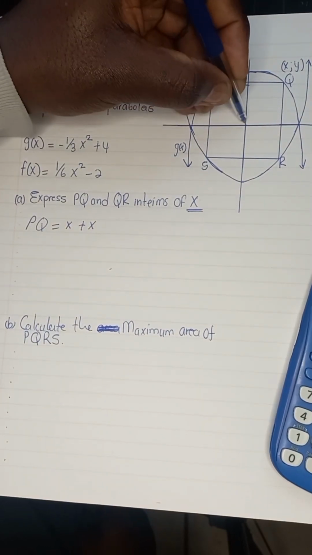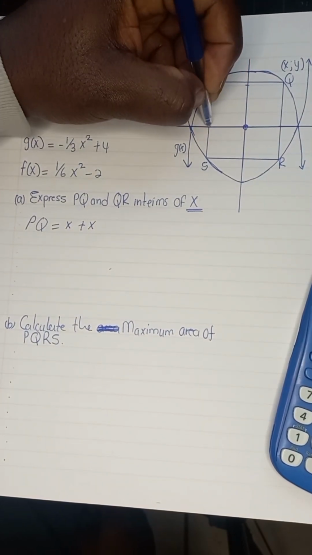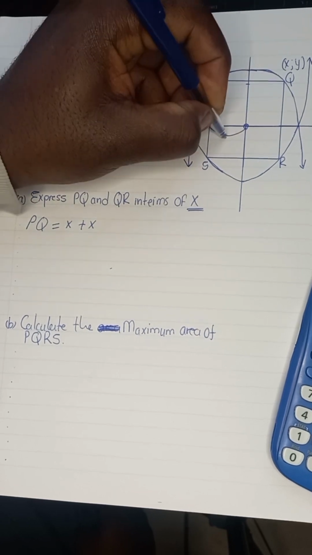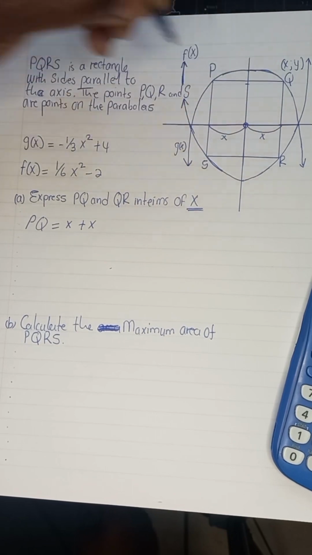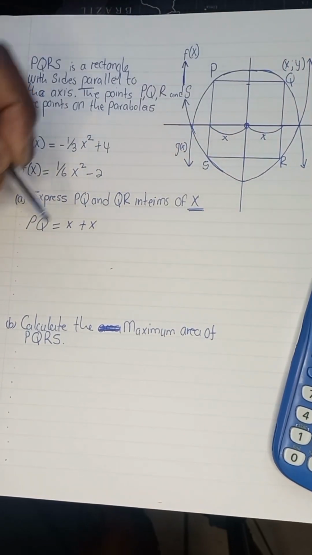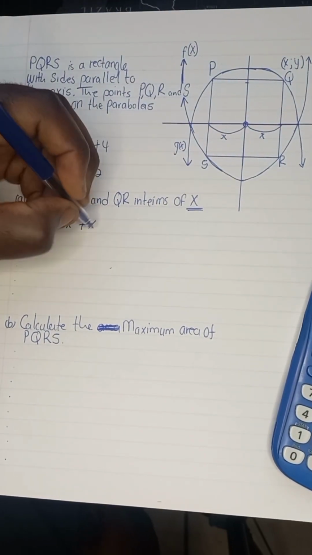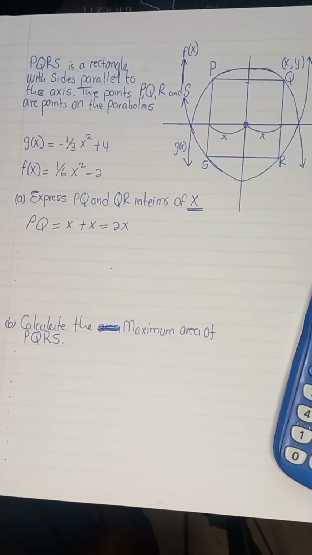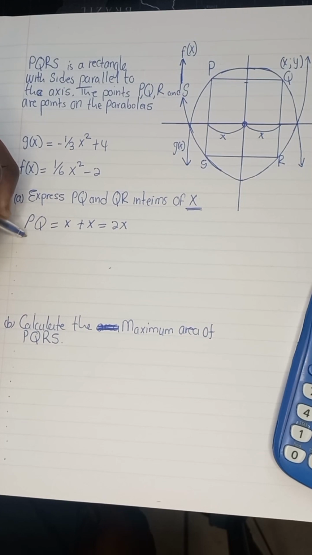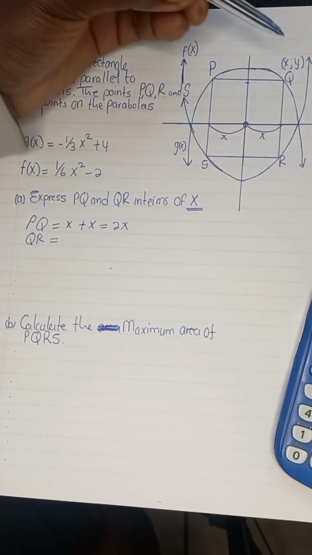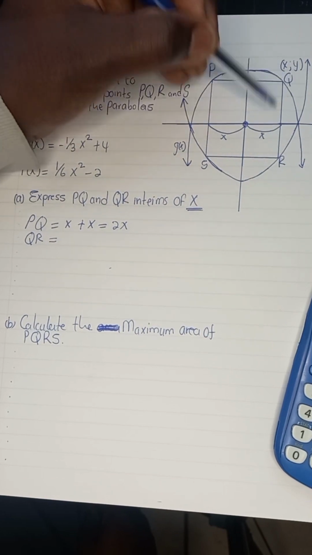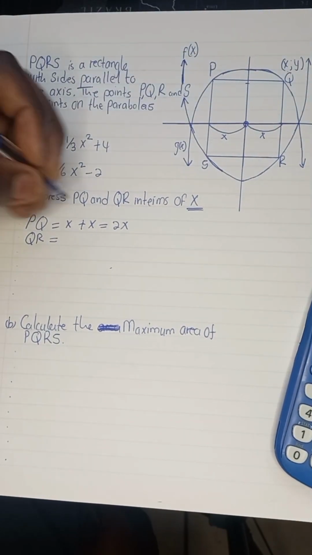So if you have to check, from the origin to P is x, and from the origin to Q is x. So the other side of P is a distance of x, and also to Q is a distance of x. And then now expressing QR, you will express QR in terms of x as well.